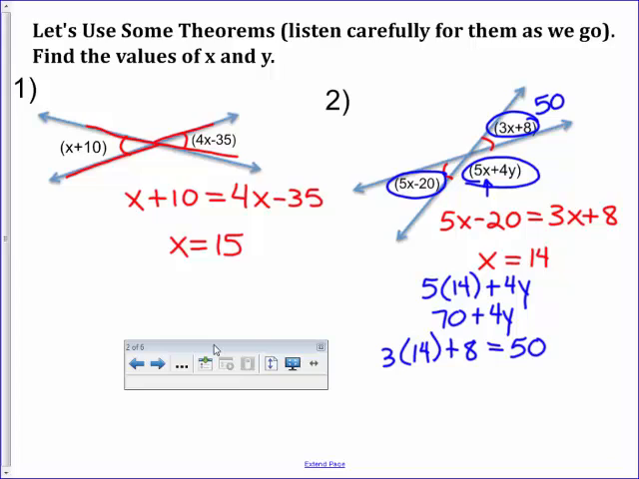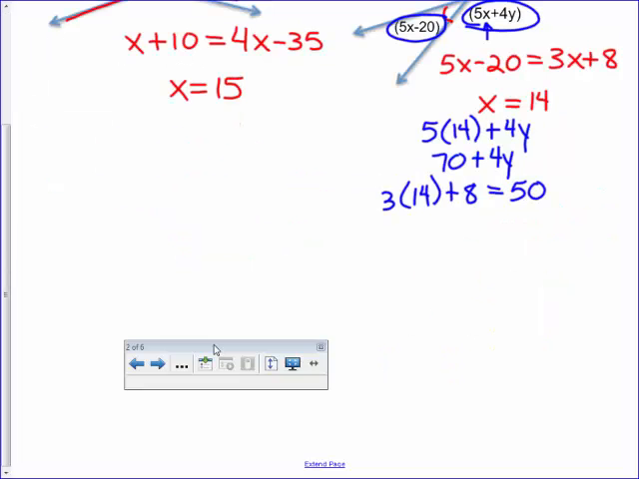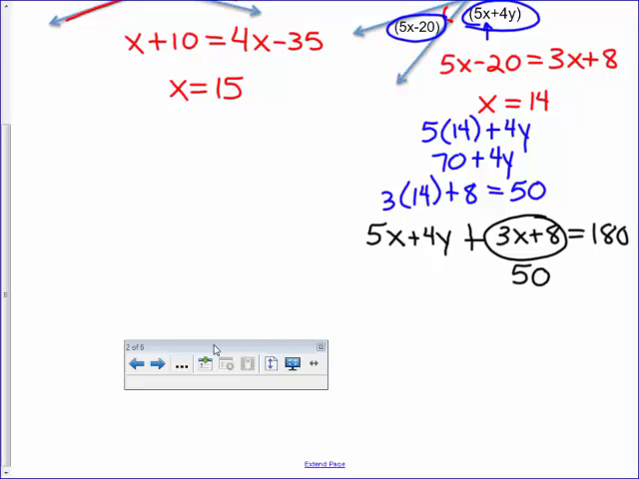Alright, so I'm going to label that. This angle right here is 50. So what do we know about linear pairs and supplementary angles? We know that they add up to 180. Awesome. So we're going to go ahead and say that 5x plus 4y plus 3x plus 8 equals 180. And I'm going to replace it. We already figured out that 3x plus 8 was 50. We figured out 5x plus 4y is actually 70 plus 4y. So we know that these add up to be 180.